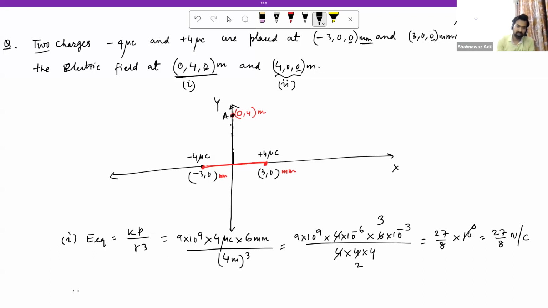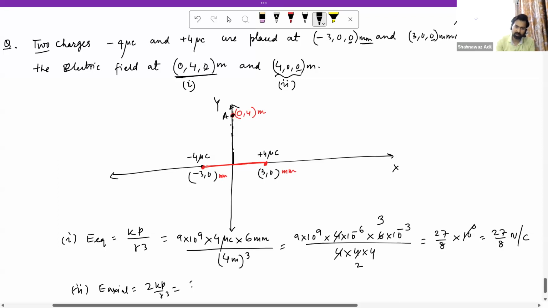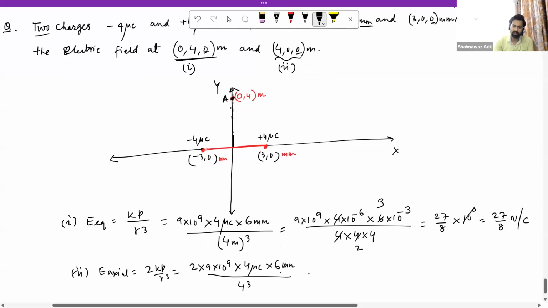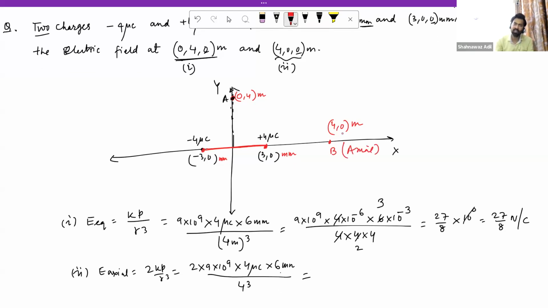Yes, sir. And then the second one is axial. What is that? That is 2kp by r cubed. So this would be 2 into 9 into 10 to the power 9, and this is 4 microcoulomb, then 6 millimeters, and then r cubed, so that is 4 cubed. All these values are the same because we want to calculate the electric field at 4 comma 0 meters. So let's say this B point is the axial point. This is the second case, right?